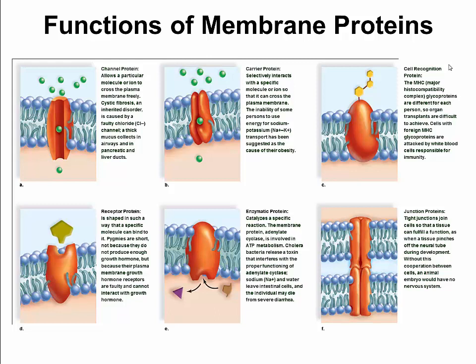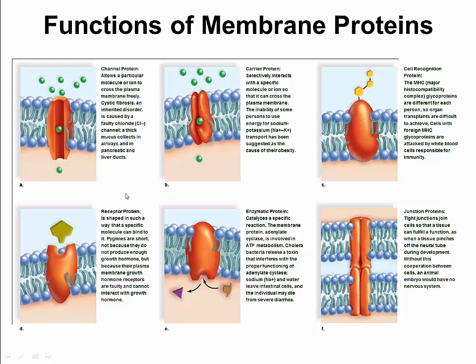Now, we move on here to talk about proteins that are found in the membrane. And proteins that are found in the membrane do some exciting things. We have 6 examples that are found on the screen. So we'll talk briefly about some examples of each of these, beginning with A. In A, we have the channel protein.